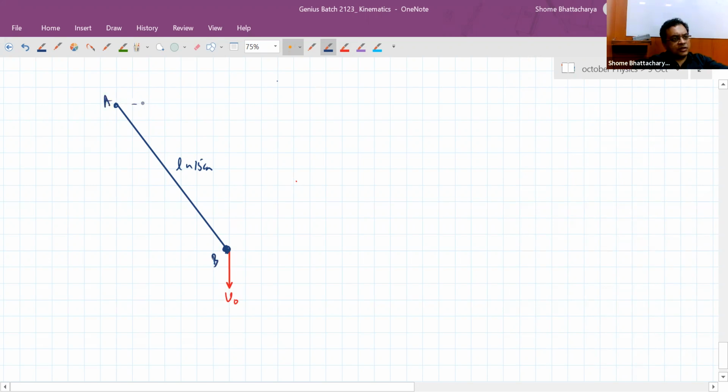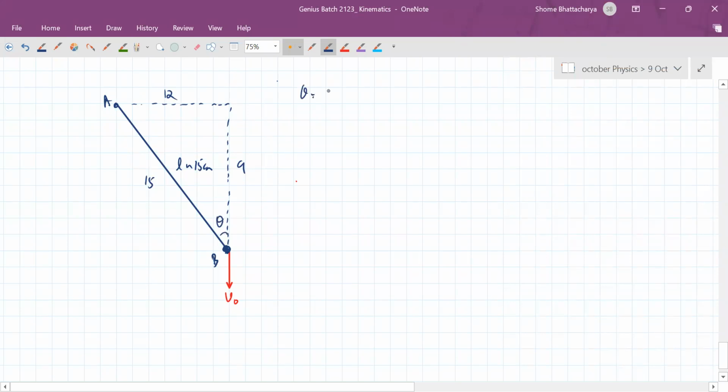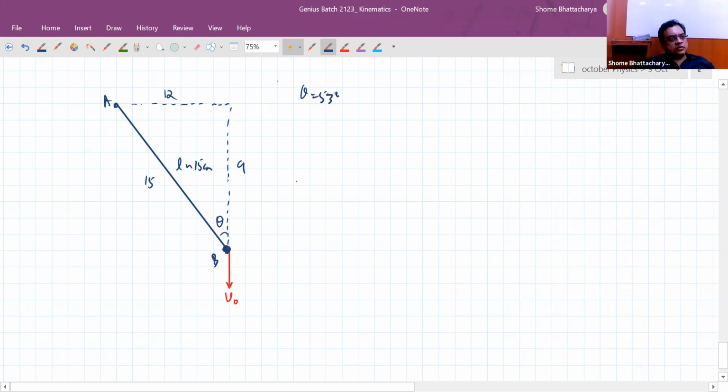So geometrically you'll understand that actually the triangle I've drawn is not proportionately correct. This side should be smaller, but anyway. So this angle will be 53 degrees. Okay. So this is just before that impulse acts along the string and all that.